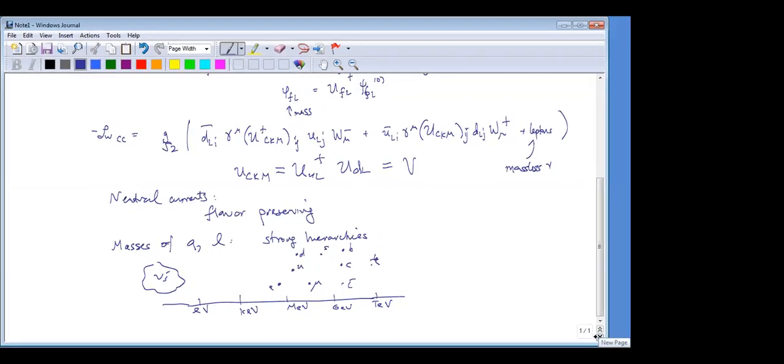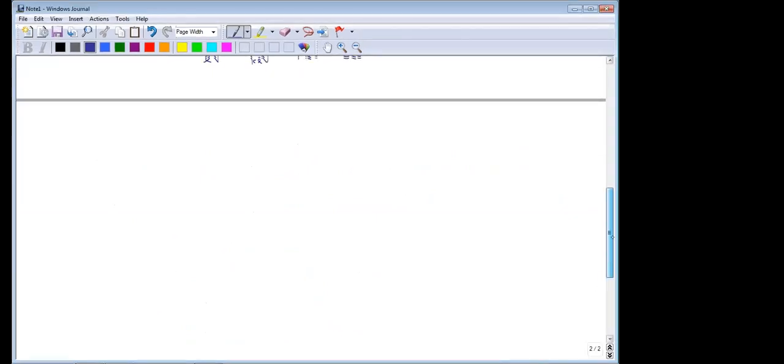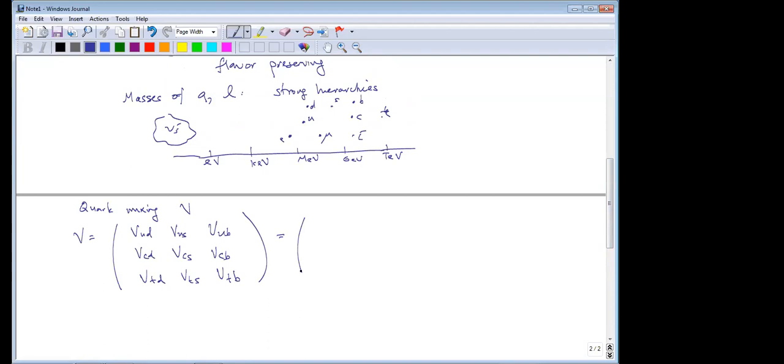And then furthermore, we talked about the quark mixing. I'm going to make this a little bit bigger, I think. Okay, let me scroll up a tiny bit. All right, this is our friend, the CKM matrix V. Okay, so here, let's just write it all out again. Okay, like so. And I talked last time about the PDG parameterization.